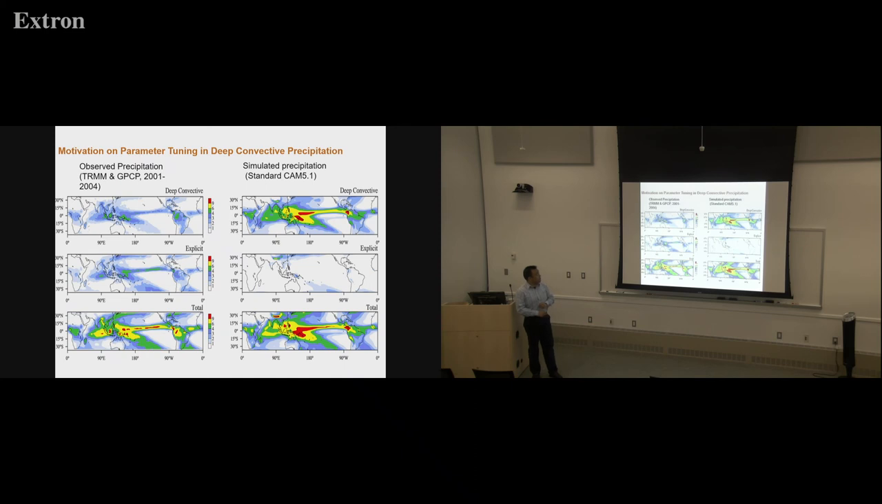We also want to do something for the global climate models. So this is global convection. The left is what the satellite data give you, and the right is what the model gives you. This is the total convection; this is the deep convection and the shallow convection. If you compare these two, the explicit convection does not have a good prediction, especially in the central Africa region, the central tropical region. It has very bad predictions, and that motivates us to calibrate the parameters.